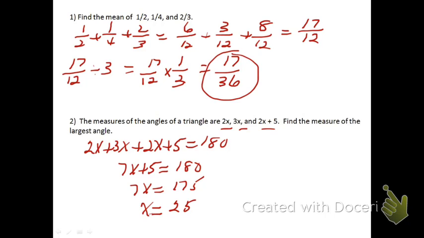Okay, now I've got to be careful here. They want us to find the largest measure of the angle, or the measure of the largest angle. So I need to put my 25 back in. So 2 times 25 is 50. 3 times 25 is 75. And 2 times 25 plus 5 is 55. So the correct answer is 75 degrees.